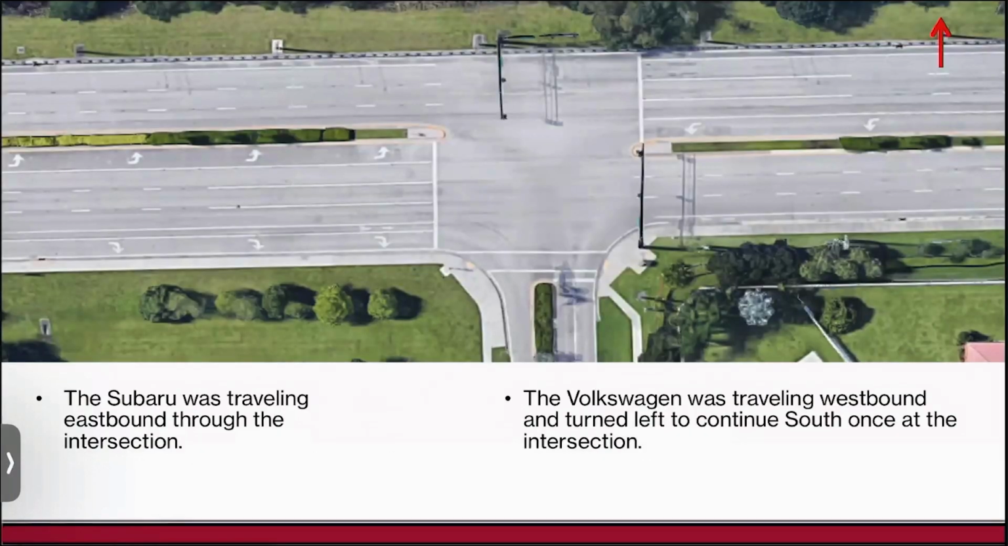Here's a layout of the intersection where this occurred. And in this particular incident, the Subaru was traveling eastbound, or from left to right on this screen. The Volkswagen was originally traveling westbound and then made the left-hand turn to go south. The intersection is controlled by a traffic control device, so there are traffic signals here.